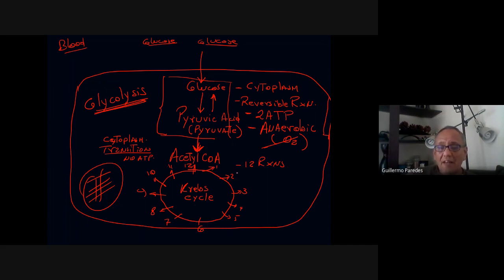During these reactions, they are going to release electrons. What are these electrons being used for? To produce ATPs, to glue one phosphate onto the ADP. So that is basically what is happening with these reactions.